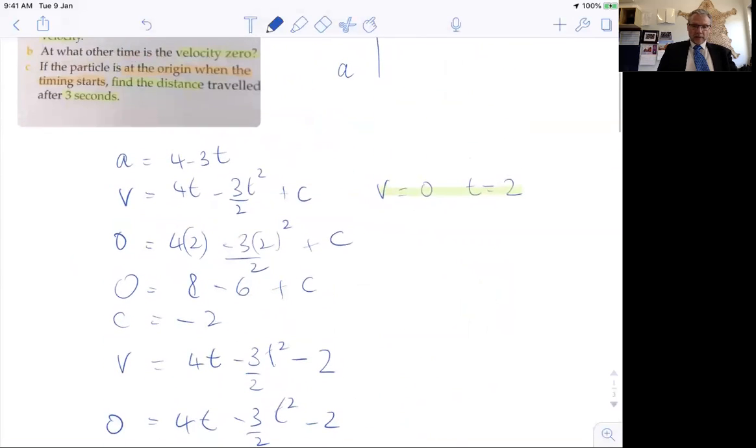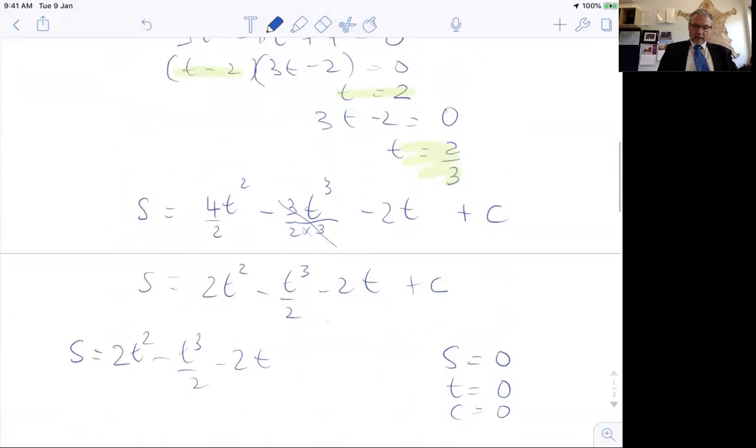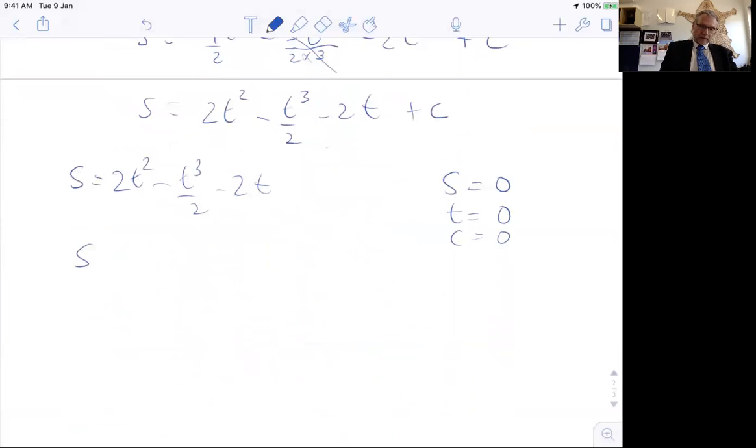The other part of the question is, how far has it gone after 3 seconds? So we substitute 3 into that.